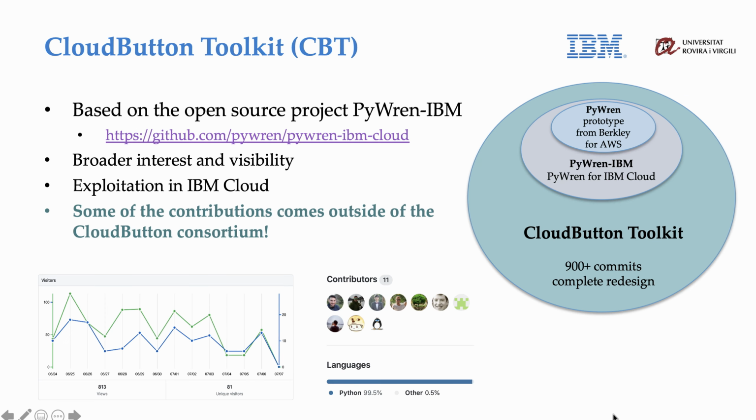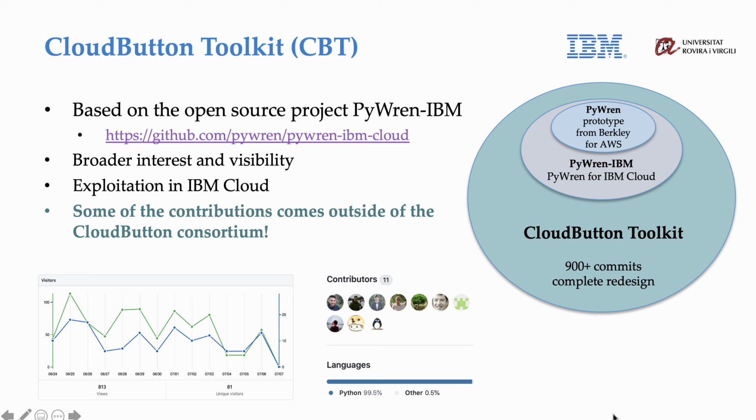So Cloud Button Toolkit, just to avoid any confusion, there was a PyWren prototype from Berkeley. It was designed for AWS. Initially we took this PyWren, we liked that project, and we extended it to work with IBM Cloud, so we called it PyWren-IBM. It was just to take PyWren and extend it to work with the IBM Cloud. Cloud Button Toolkit is based on PyWren-IBM.